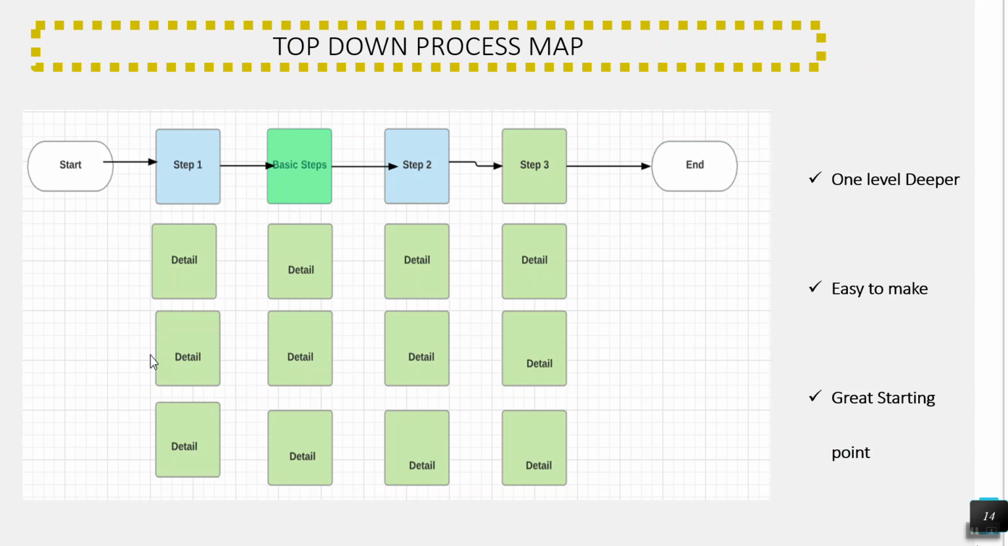Making a top-down process map is easy. Also, there are no feedback loops, exception paths, etc. It is excellent to help get started, before jumping into a detailed flowchart.